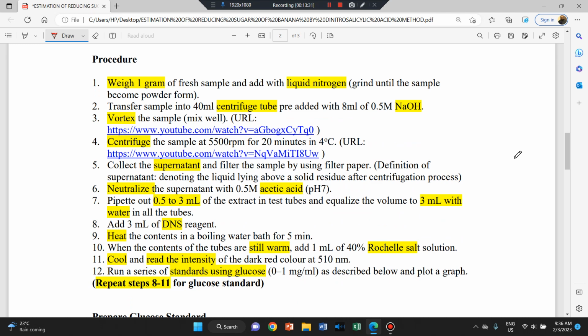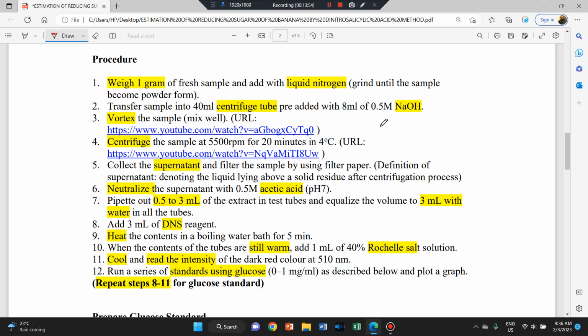This practical, in terms of the procedure, is only one experiment, not many steps. But I can say it's straightforward. You also have to understand each of the steps, because you are relatively new to biochemistry practicals.